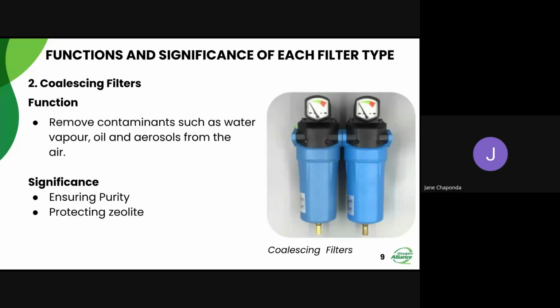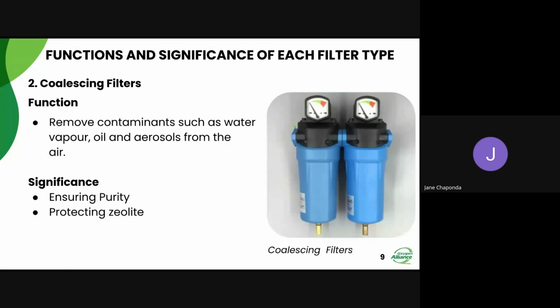Now, let's look at the coalescing filters. So as I already said, these are filters that remove water, oil, and aerosols from air that has been filtered by the prefilters. So these types of filters are found in oxygen plants. So the coalescing filters are located just after the air compressor. And you might find more than two coalescing filters in an oxygen plant. So the coalescing filters might look similar from the outside, but internally they actually have different structures. So they filter particles of different sizes. And the significance of the coalescing filters is to ensure that the produced oxygen is of high purity, ensuring that it meets the quality standards.